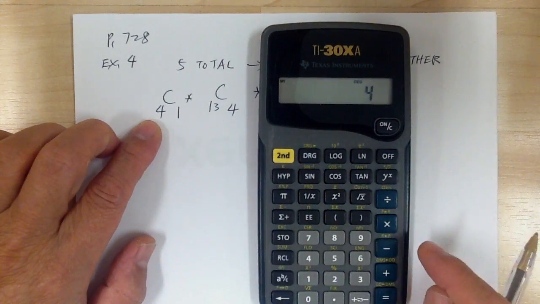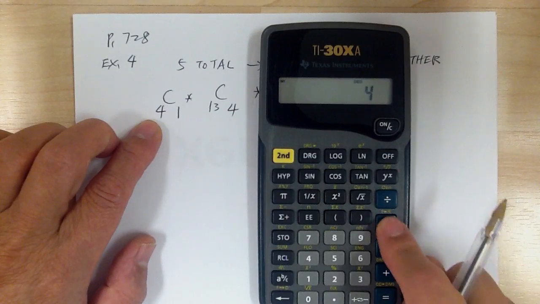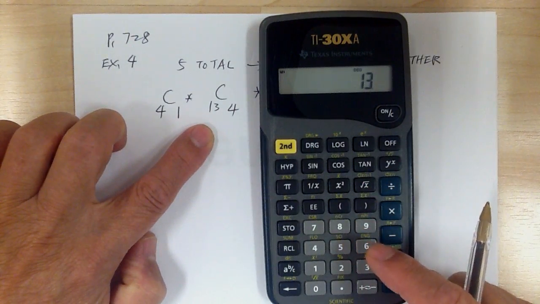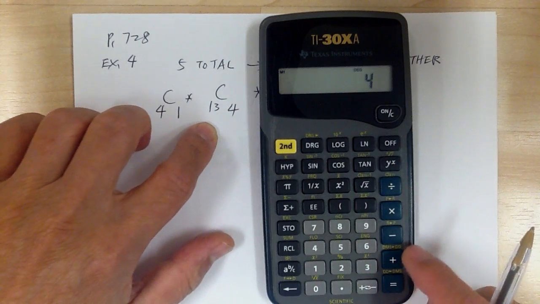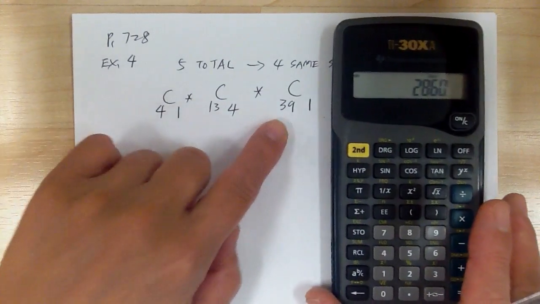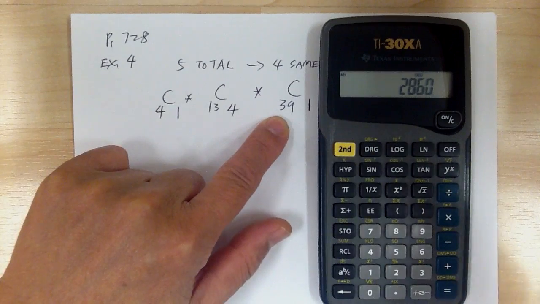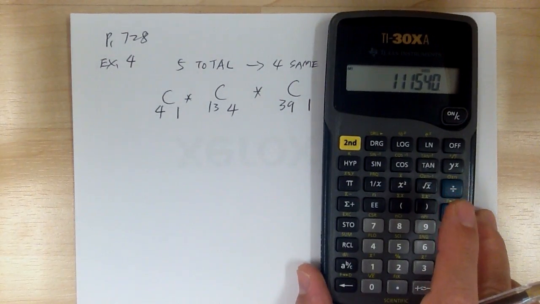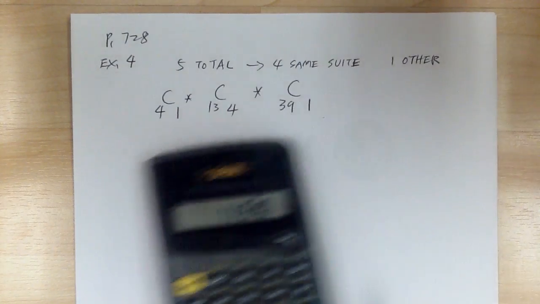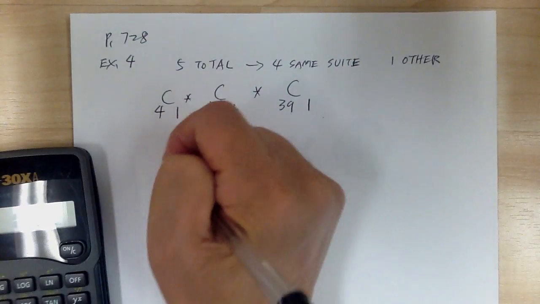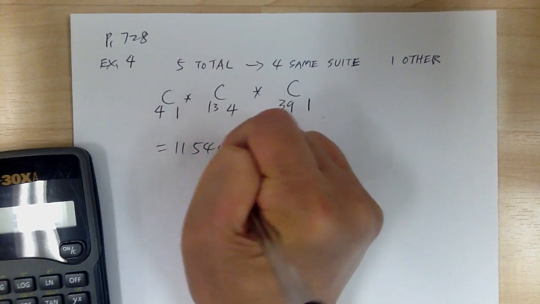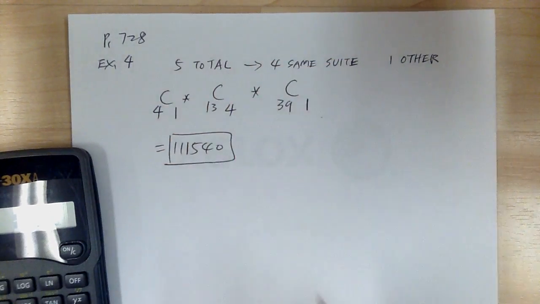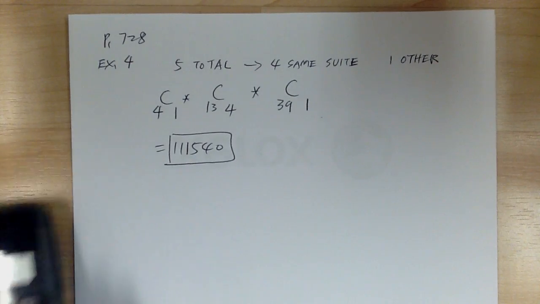So 4C1 is 4, right? Times 13C4, times 39. Now 39C1 is 39, right? And so I get this. So this is equal to 11540.